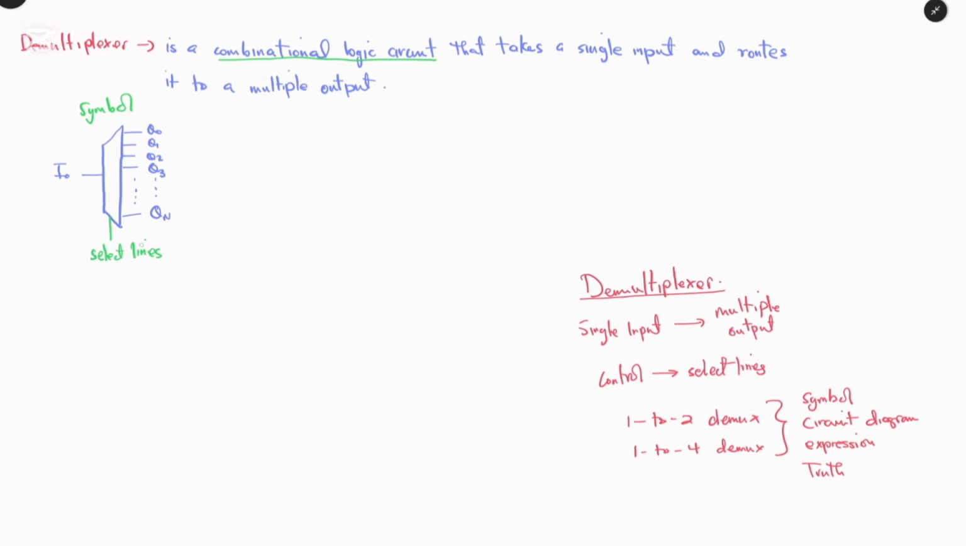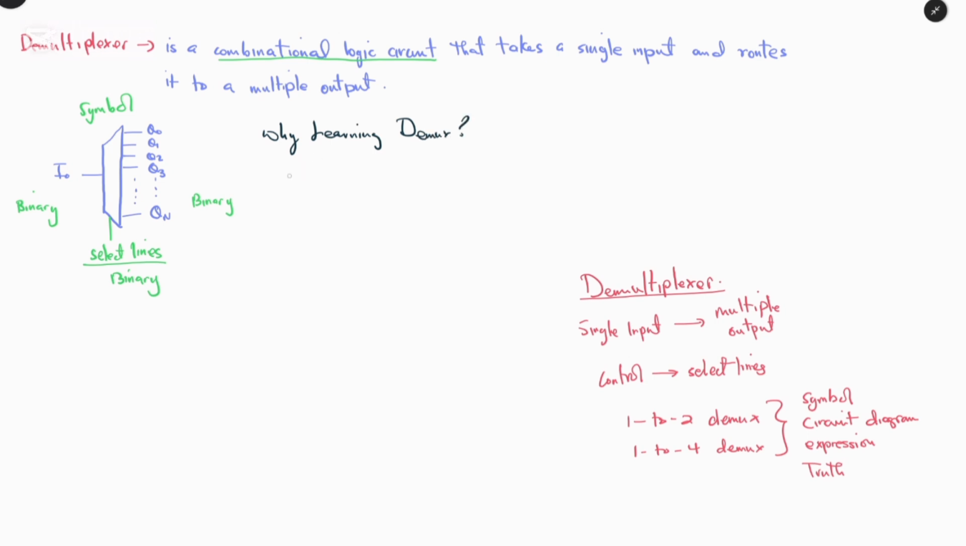select lines. Therefore, when we talk about a digital demultiplexer, we are talking about a demultiplexer that takes in binary input and has binary output. Therefore, the select line will also be in terms of binary. So why learn demultiplexers?